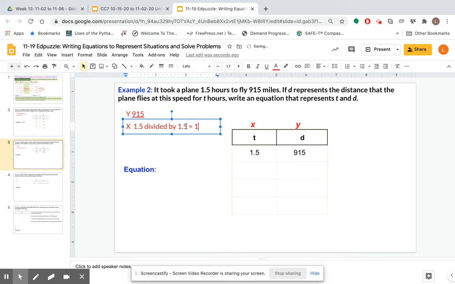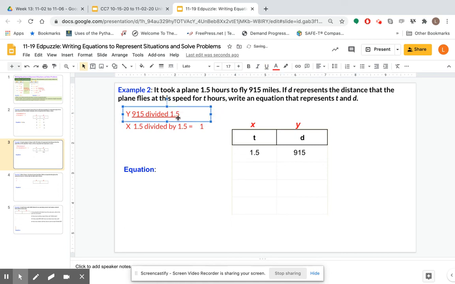The reason why we do that is because unit rate is like if we wanted just 1 hour of travel, how much would that give us? So if you divide any number by itself, then you're going to get 1. But 9.15 divided by 1.5, what's that going to give us? And now you could solve this however you want to solve it.